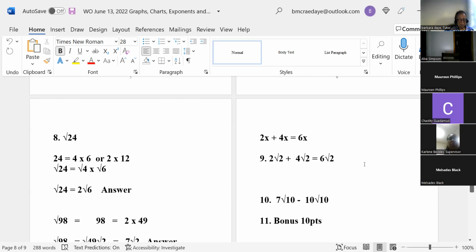Mercedes, that's clear? Yes, I just realized what you're saying. Yeah, and that's why I use the variable here so you can see it's the same analogy. Just add the coefficients, repeat the variable x. Add the coefficients, repeat the radical. Got it? Yes, miss.